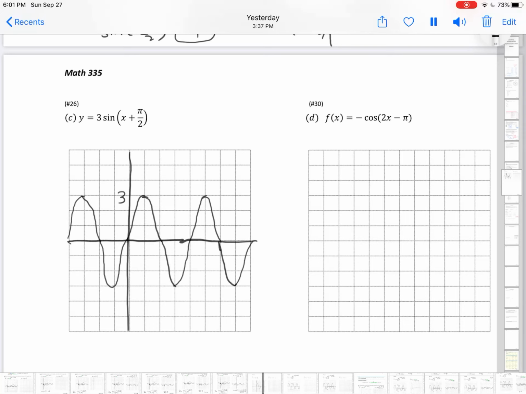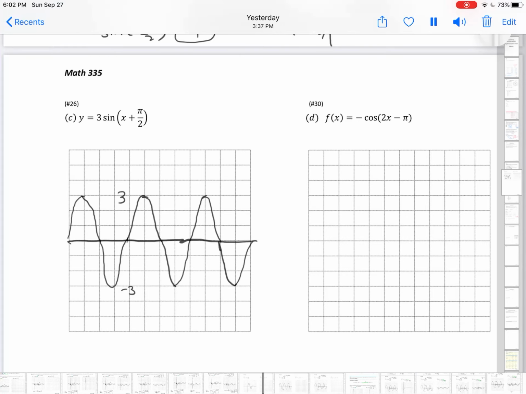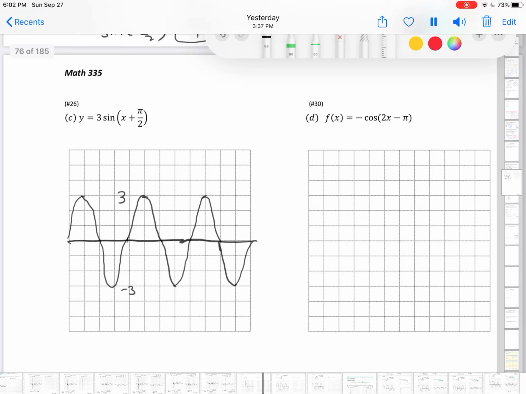Okay, so this is a height of 3. This is negative 3 going through the origin because it's sine. Now, what's this line right here? This is no longer the x-axis. This is negative pi over 2 because remember it was shifted left.